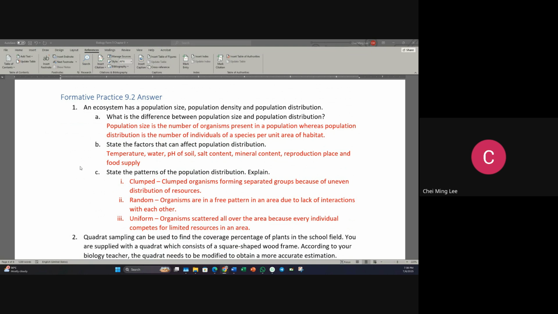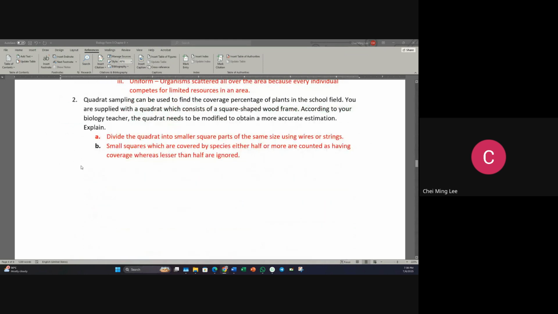Okay. All right. Next. Quadrant sampling can be used to find the coverage percentage of plants in the school field. You are supplied with a quadrant which consists of a square-shaped wood frame. So according to your biology teacher, the quadrant needs to be modified to obtain a more accurate estimation. So what should we do?